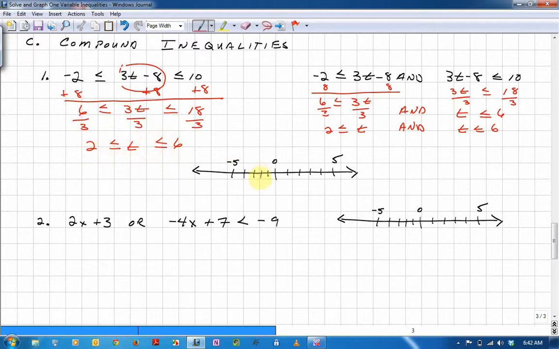So that means at 2, I'm going to have a closed dot, and all the values where t is greater than 2. So here's 2, closed dot, t is greater than 2, and t is less than or equal to 6. Let's put a 6 on the line. So that would be all the values where t is less than or equal to 6. That would be a closed dot going this way. And so the intersection of the two would be all the points in between.